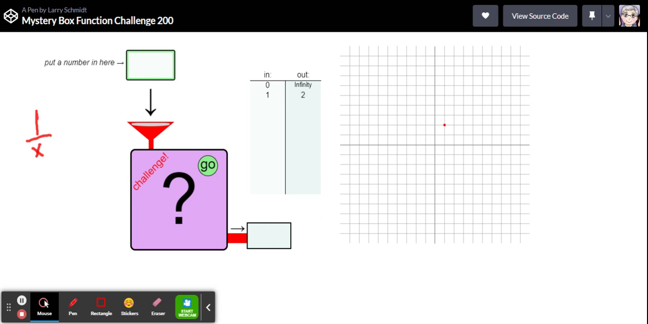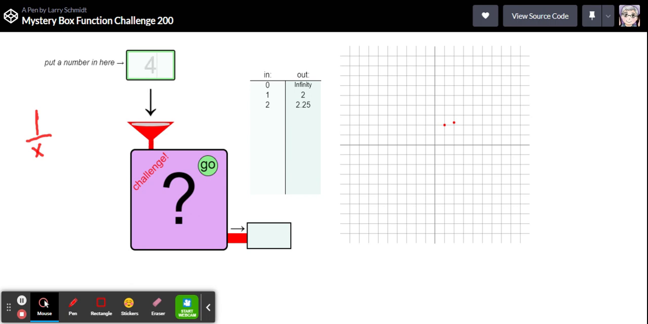Okay, so that's giving us 2. So it's certainly not just 1 over x. Maybe it's 2 over x. Let's try 2. And that's giving us 2.25. So it's certainly not 2 over x. Interesting. Let's go out a little further.